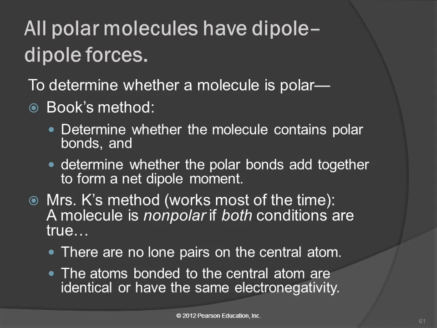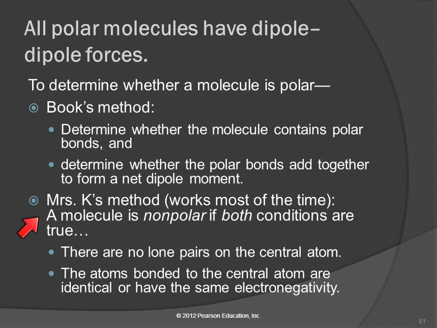Just a review of how to decide if something's polar or not. The book's method: determine whether the molecule has polar bonds, and then look at its shape and decide whether the polar bonds add together to form a net dipole moment. Most students don't like that method. They're like, I don't remember how to do that. So here's my method. Works most of the time.